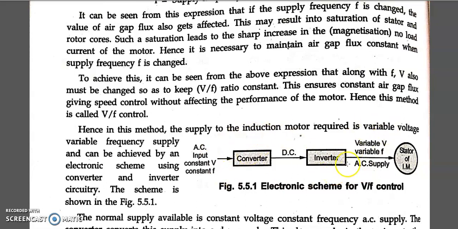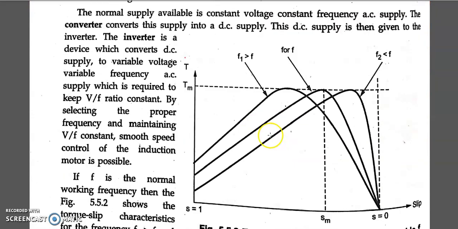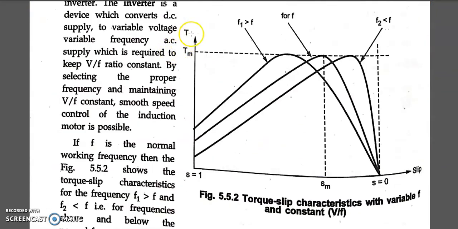We need this extra equipment. Again, the cost of the machine will increase if you want to do so. Now here is a graph of torque versus slip. There are three graphs actually. One graph is normal. The other two are: F1 is greater than F, whereas F2 is lesser than F.